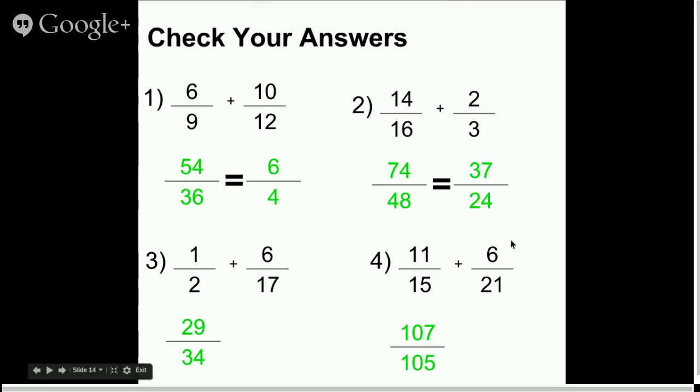Okay, this one, their least common denominator is 48. Okay, and when you add, this times 3 and this times 16, you get 74 over 48, which is 37 divided by 24, and so on. So these are your correct answers. If you don't understand these, please ask for help.